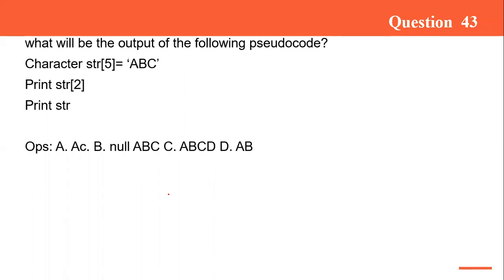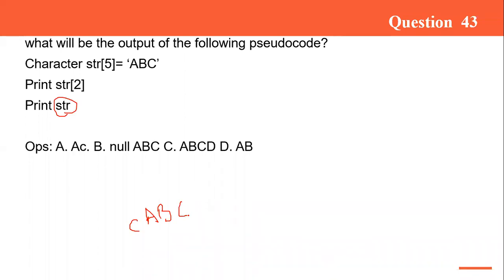How is it null? Okay, char str of 5 equal to abc we have stored. Then print str of 2. Str of 2 means character at index 2. What is the character at index 2? C. Then print str. We can print str whole directly, right? If it's a normal array, we cannot print, but since we can print directly, it will print ABC. So output should be CABC. I think it's not in the options, that's why you chose null. But the answer is CABC.